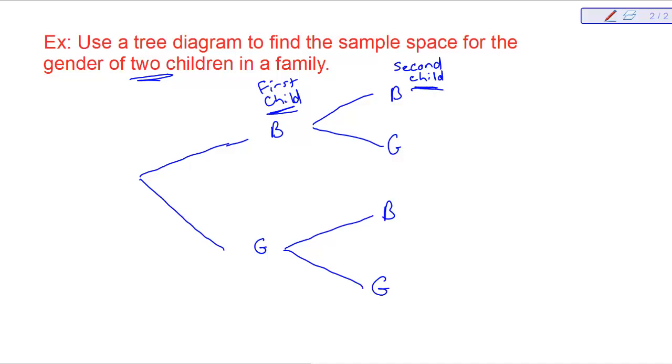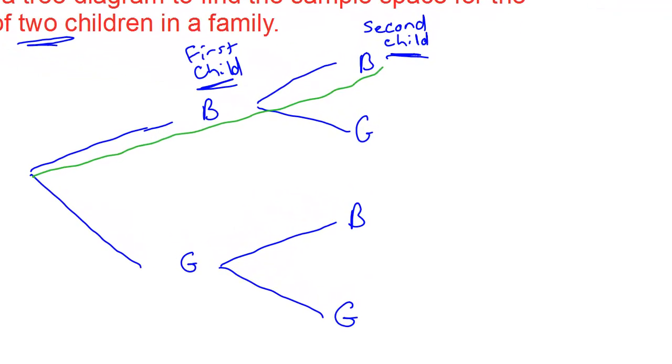And then what I'm going to do is I'm going to follow my branches, and so my sample space is going to be a boy, boy. Let me try that again. So that will be a boy and a boy. It can be a boy, then a girl.